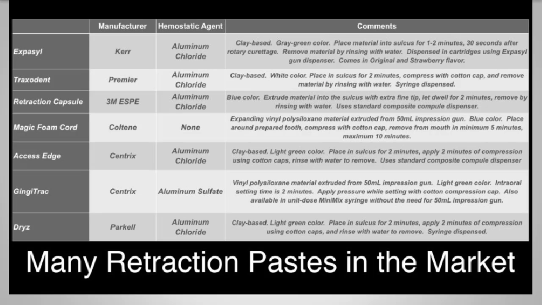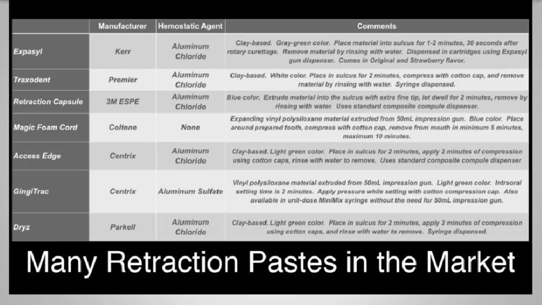Now, I fully understand that cord placement is tedious. Yes, we get great results from it, but it's a tedious process. Now, if you choose not to use retraction cord, as I mentioned, a soft tissue laser would be my next favorite choice. However, you may decide you like paste systems. So there's many pastes on the market. There's Expasil by Kerr, Traxident by Premier, retraction capsules by 3M, etc. There's many that are out there, and if these are working for you, I think that's great. In my hands, they tend not to work as well, but I do see that for some people they work very well.